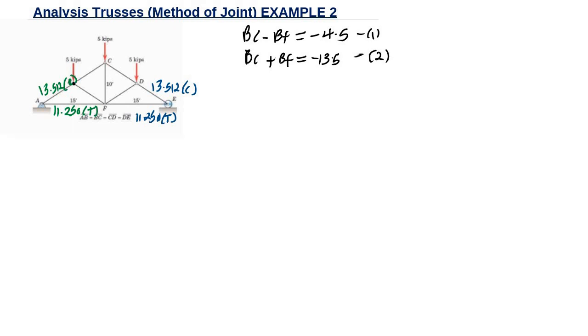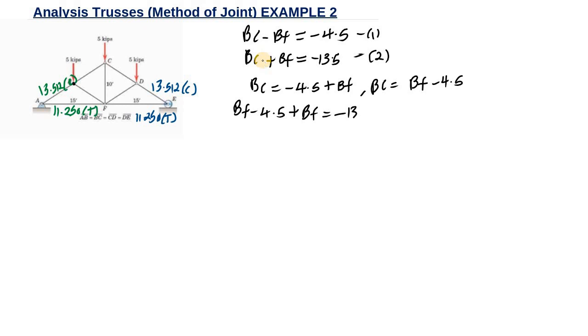So now we need to solve equation 1 for BC. BC is going to be equal to negative 4.5 plus BF. Basically, I took negative BF to the right side of the equation. So BC is equal to negative 4.5 plus BF, and we can say BC is equal to BF minus 4.5. They are the same. Now we're going to plug this into equation 2. Whenever we see BC, we plug in BF minus 4.5. So this is BF minus 4.5, replacing BC, then plus BF is equal to negative 13.5. As you can see, BF plus BF gives us 2BF.